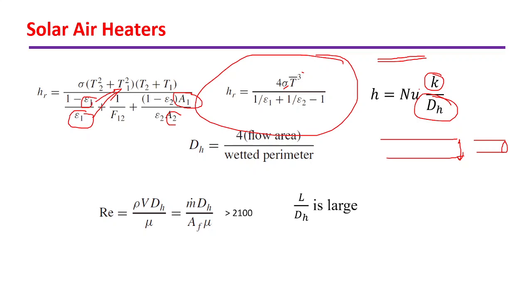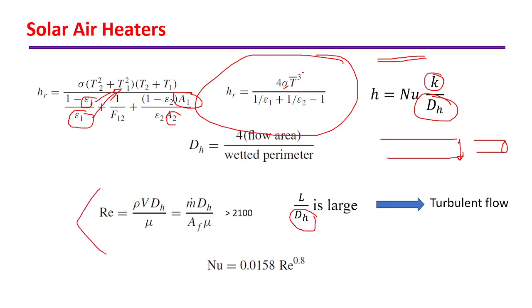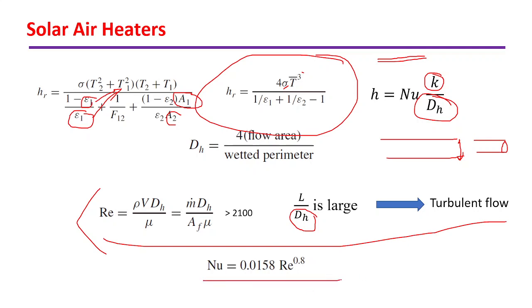For the Nusselt number, we have to see what the Reynolds number is. Actually, we have to see whether the flow is turbulent or laminar. Based on that, we will use the formula for the Nusselt number. If the Reynolds number is more than 2100 and the ratio of length to hydraulic diameter is large enough, then the flow will be turbulent. In most of the problems, we will see this kind of situation. In that case, we use a formula where the Nusselt number is directly correlated with the Reynolds number.